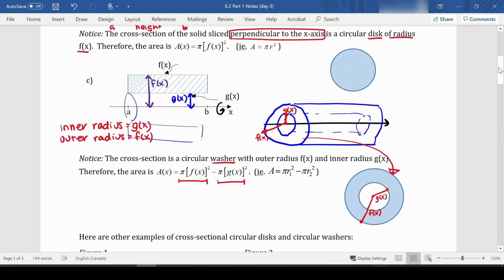These have an outer radius and an inner radius, and our area is pi r squared, where the r is your outer, minus pi r squared, where that r is your inner. So in other words, outer minus inner. Sometimes we use big R for outer radius and little r for inner radius. So this is outer and this is inner.